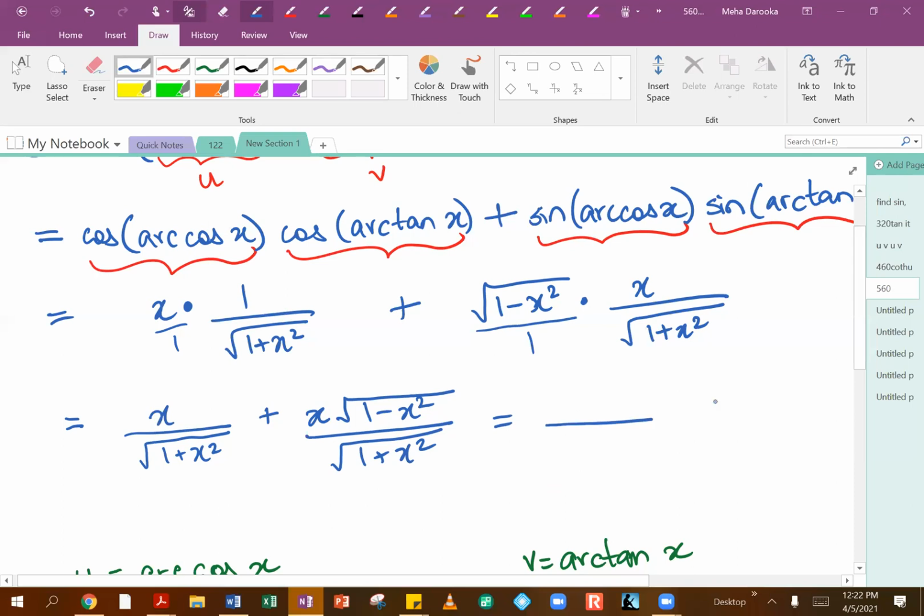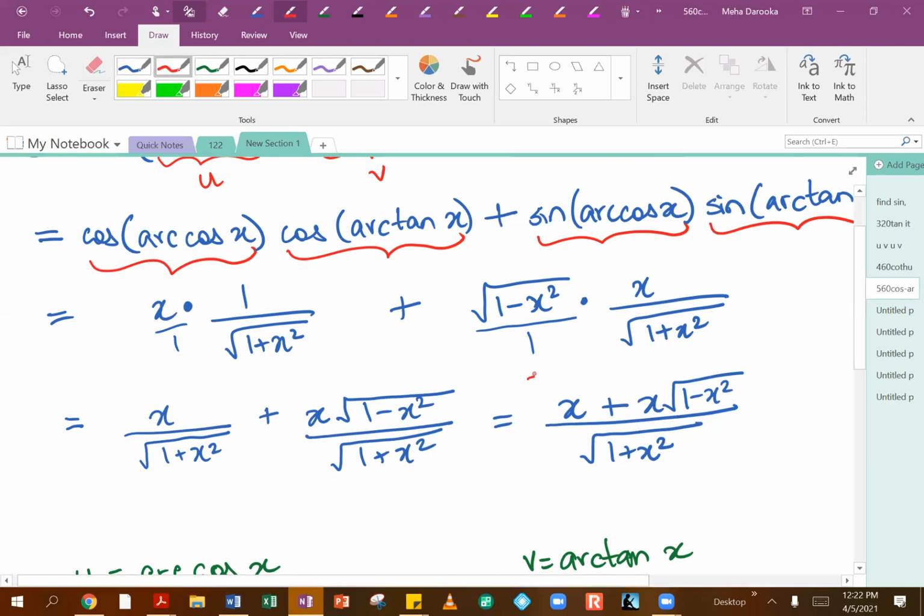So since you already have a common denominator, just leave it as is, and then just add your numerators, which we can't technically add because they're not the same terms, but you can just put them over a common denominator. So you'll end up with x plus, and then from the second side, you have x square root of 1 minus x squared.